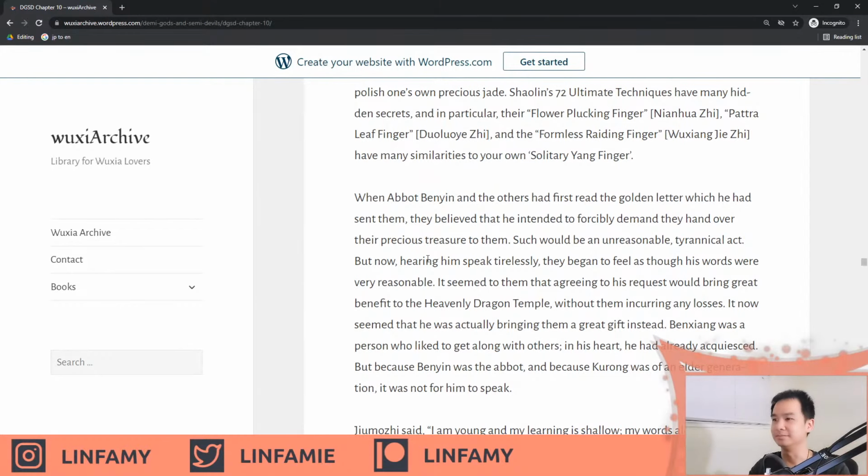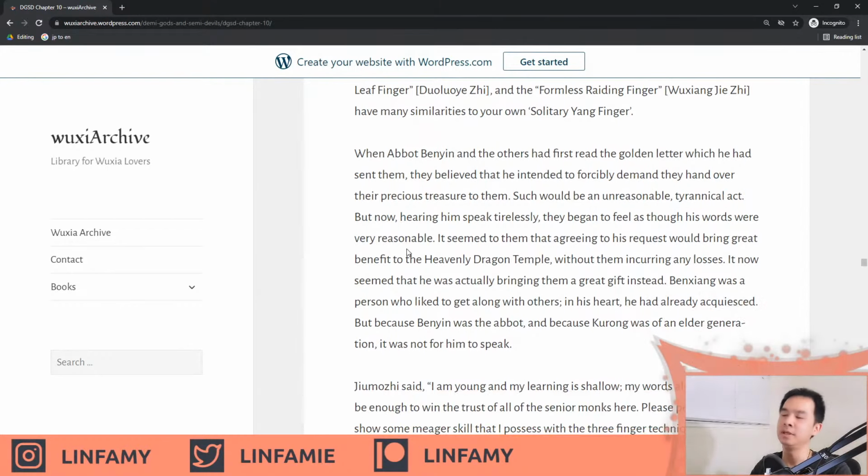Seems too good to be true? Maybe. When Abbot Ben Yun and the others had first read the golden letter which he had sent them, they believed that he intended to forcibly demand they hand over their precious treasure to him. Such would be an unreasonable, tyrannical act, but now, hearing him speak tirelessly, they began to feel as though his words were very reasonable. It seemed to them that agreeing to his request would bring great benefit to the heavenly dragon temple, without them incurring any losses. It now seemed that he was actually bringing them a great gift instead.